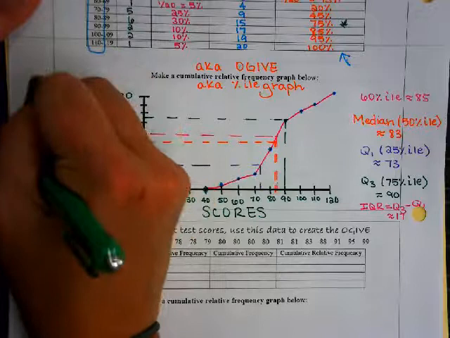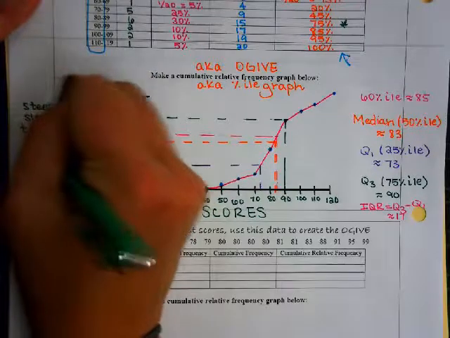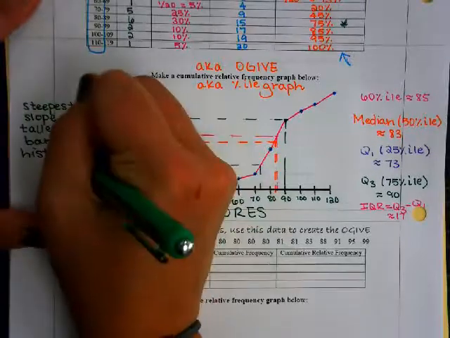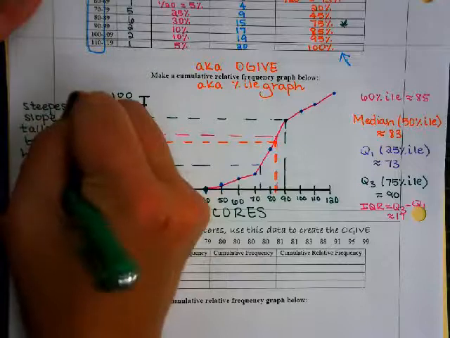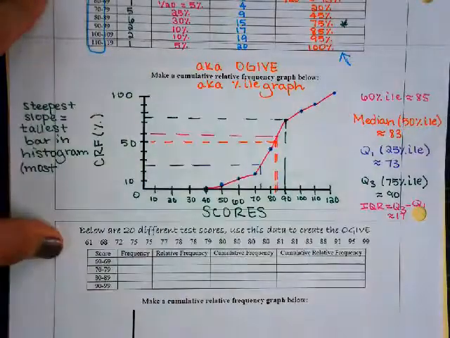I will tell you right now that you will have to create an ogive on your next unit test. You will have to fill in the table, create the ogive.